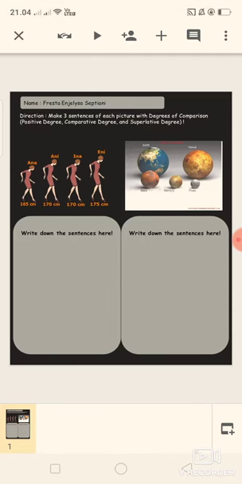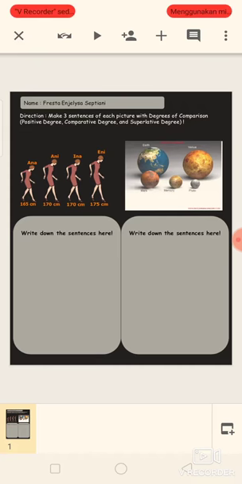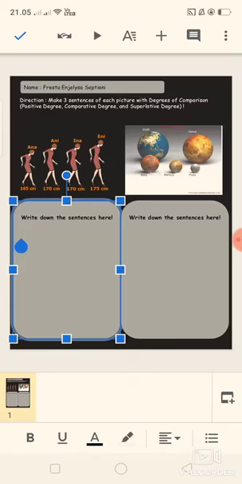Okay, so let's begin with the first picture. The first picture shows Anna, Annie, Ina, and Annie. Do you know what adjective relates to this picture? In this picture there is a centimeter scale. It means that the adjective that relates to this picture is tall, right? So the adjective is tall, or we can conclude that the positive degree is tall.